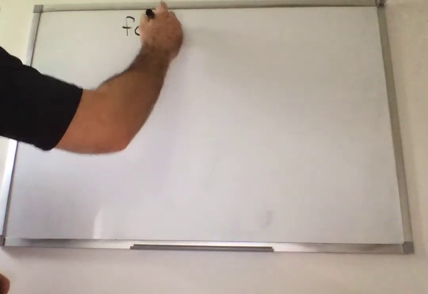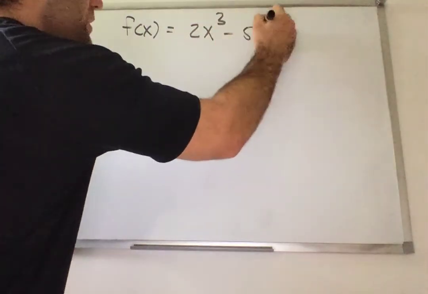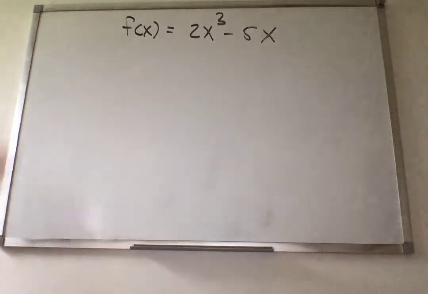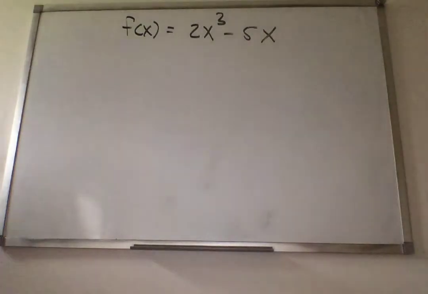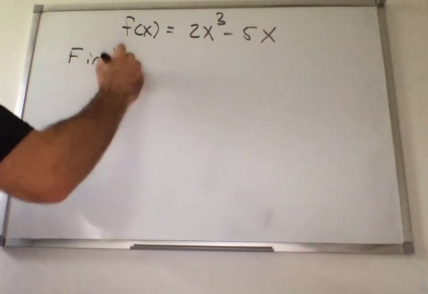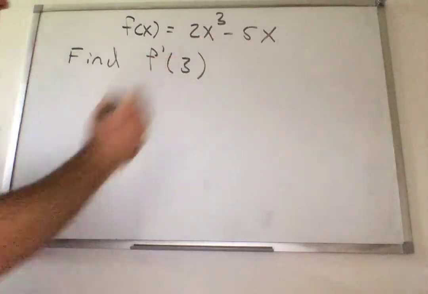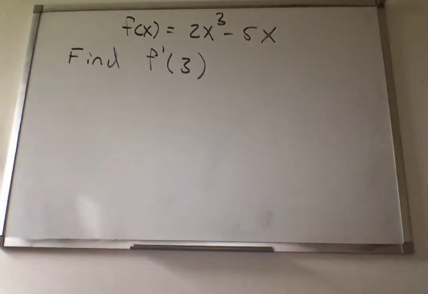So, for instance, we're going to do it by hand right now. f of x is equal to 2x cubed minus 5x. Okay, I just made up a function. Now let's say we want to find f prime of 3. Find the derivative at 3.